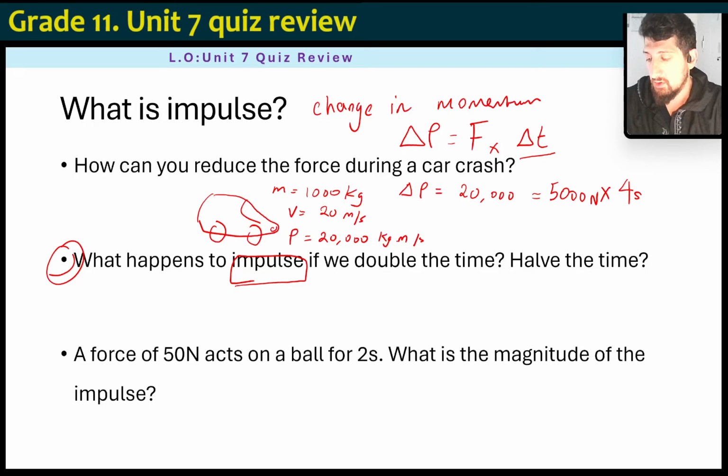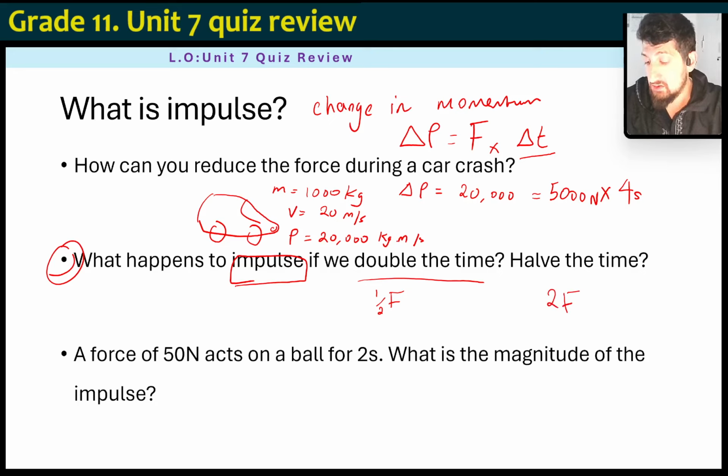Let's look at the third example over here. So both of those examples, what happens to the impulse if we double the time, or we halve the time? Nothing. The impulse will remain the same. What happens to the force if we double the time? If we double the time, the force will be halved, so we'll have half the force, and if we halve the time, we'll have double the force. Okay.